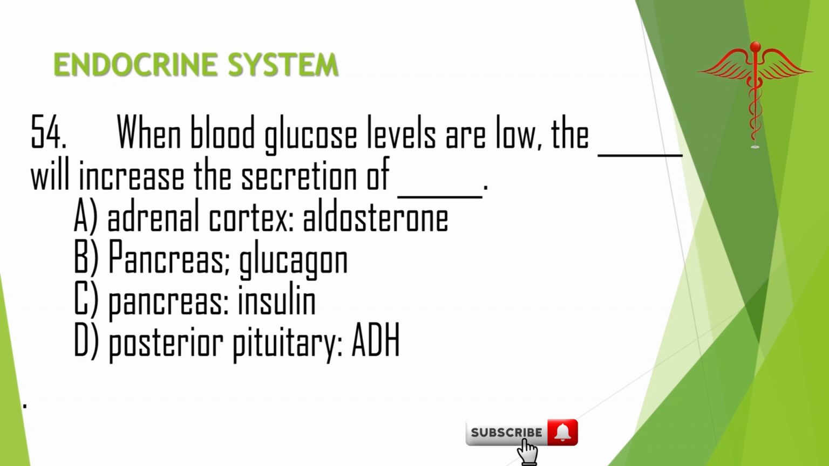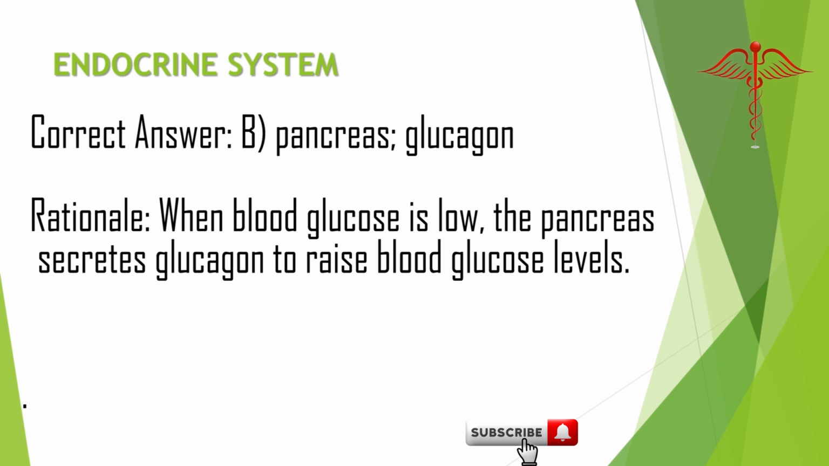54. When blood glucose levels are low, the what will increase the secretion of what? A. Adrenal cortex, aldosterone. B. Pancreas, glucagon. C. Pancreas, insulin. D. Posterior pituitary, ADH. Correct answer: B. Pancreas, glucagon. Rationale: When blood glucose is low, the pancreas secretes glucagon to raise blood glucose levels.